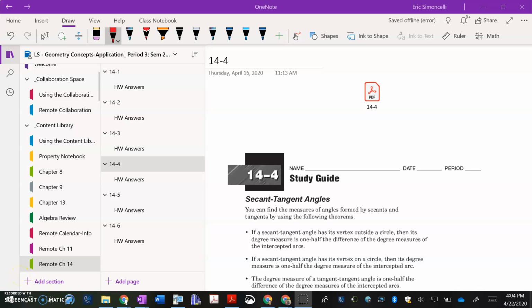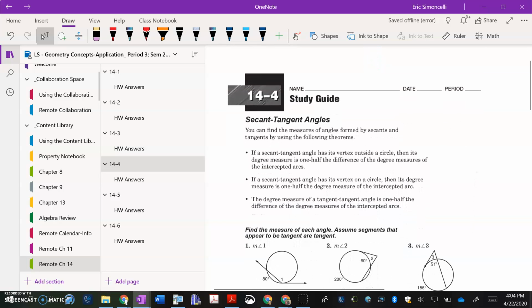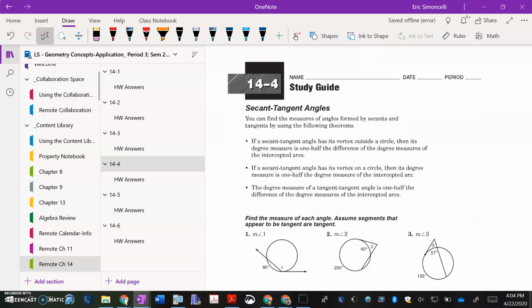Hello students, today we're going to be taking a look at section 14.4 entitled Secant Tangent Angles. You can find the measures of angles formed by secants and tangents by using the following theorems. First, if a secant tangent angle has its vertex outside a circle, then its degree measure is 1/2 the difference of the degree measures of the intercepted arcs. Second, if a secant tangent angle has its vertex on a circle, then its degree measure is 1/2 the degree measure of the intercepted arc.